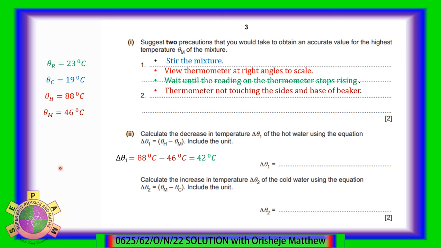Based on the principle of thermodynamics, total heat gain is equal to total heat loss for bodies that are in contact. So you have the cold water and the hot water in contact inside the beaker, so there's going to be heat flow between the two bodies. So we have that 27 degrees.